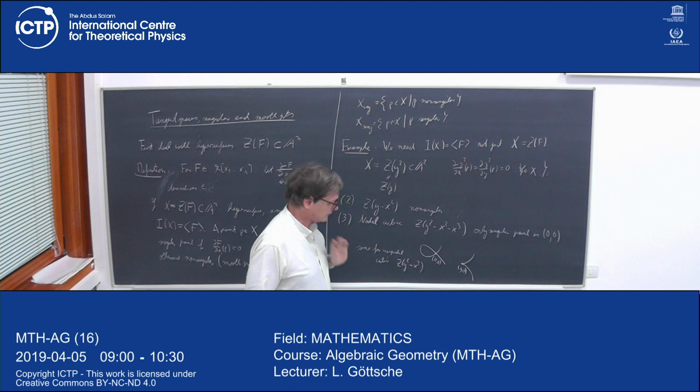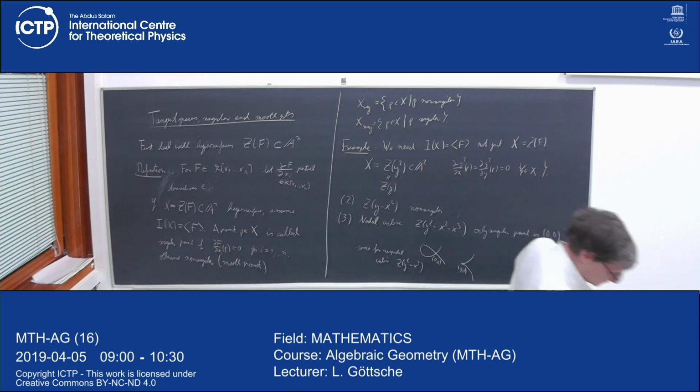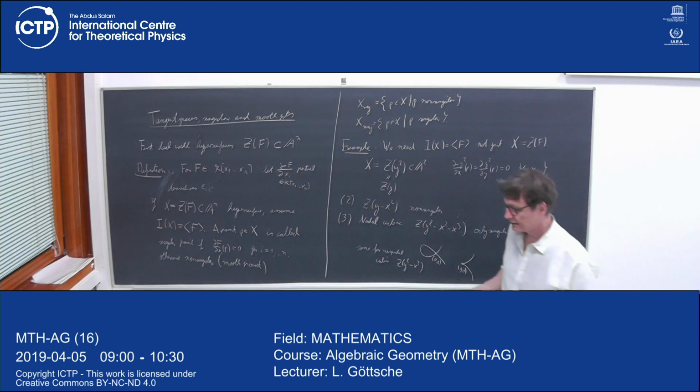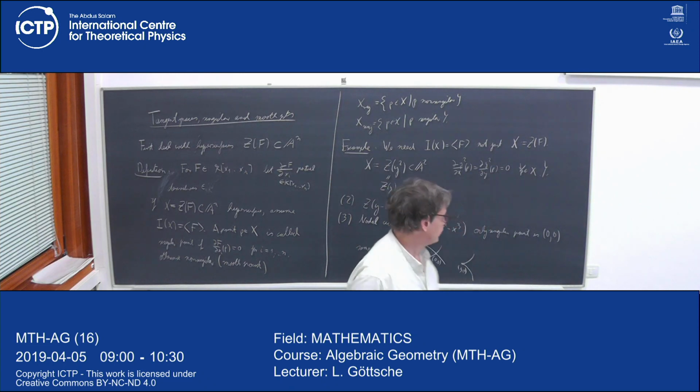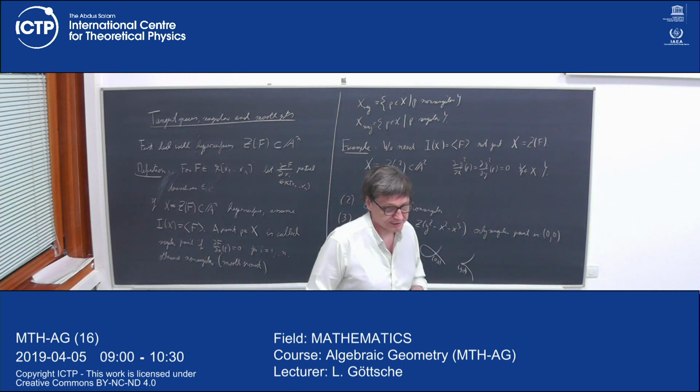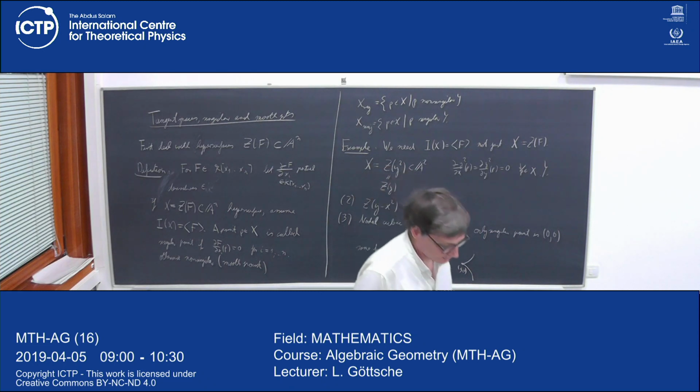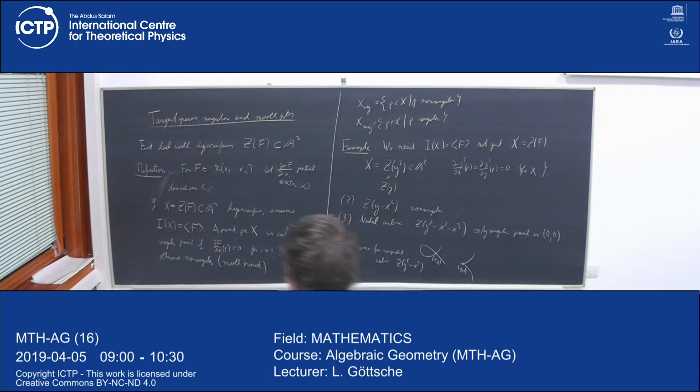So we want to see that for every variety, in this case for a hypersurface, the singular points are a closed proper subset. So there's an open subset on which the variety is smooth. This is the following proposition.